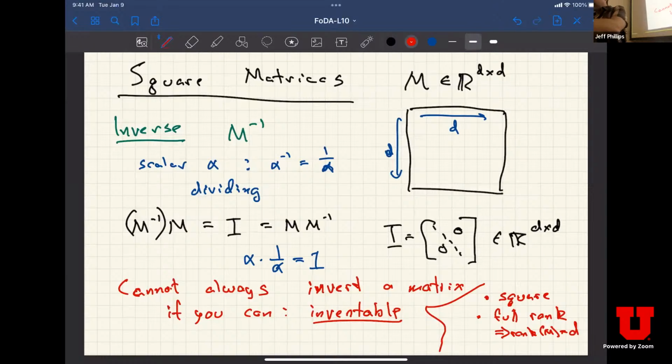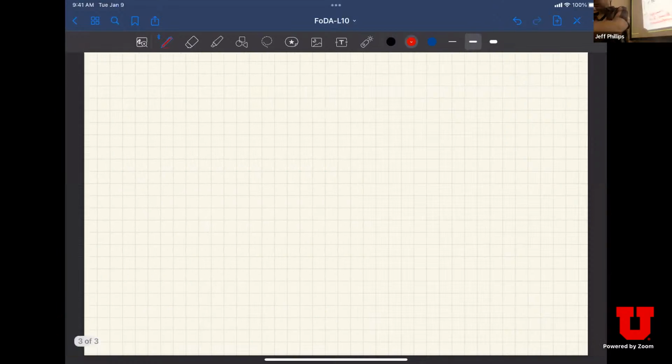Okay. All right. I want to talk about this very briefly with square matrices.